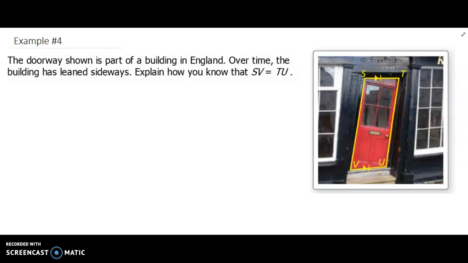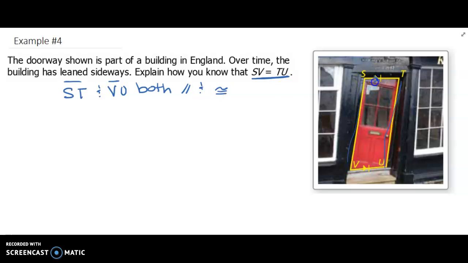All right, let's look at example 4. It says the doorway shown is part of a building in England. Over time, the building has leaned sideways. Explain how we know that SV is equal to TU. So we want to know, how is this equal to this? Well, if I look at this figure, I know that ST and VU are both parallel and congruent.